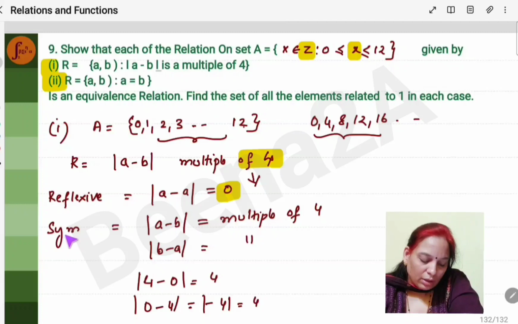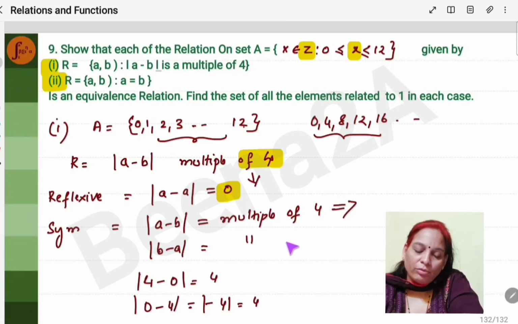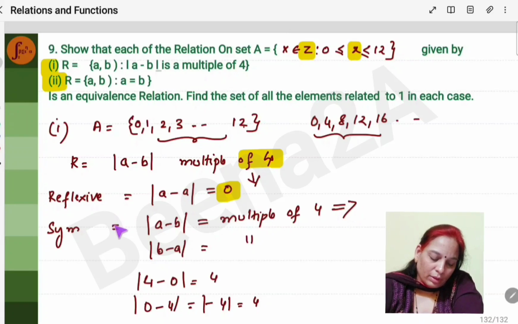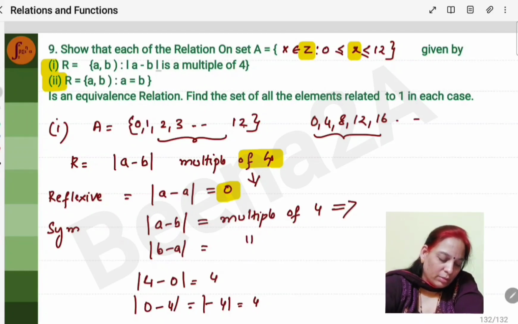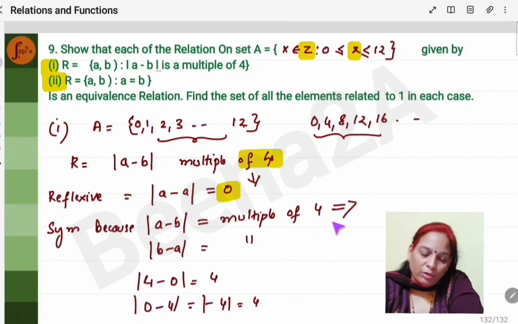Therefore, you can say the relation is symmetric because modulus of A minus B is a multiple of 4 implies that modulus of B minus A is a multiple of 4. That's all. You have to put this. The relation is symmetric because A minus B is a multiple of 4 implies that B minus A is a multiple of 4.